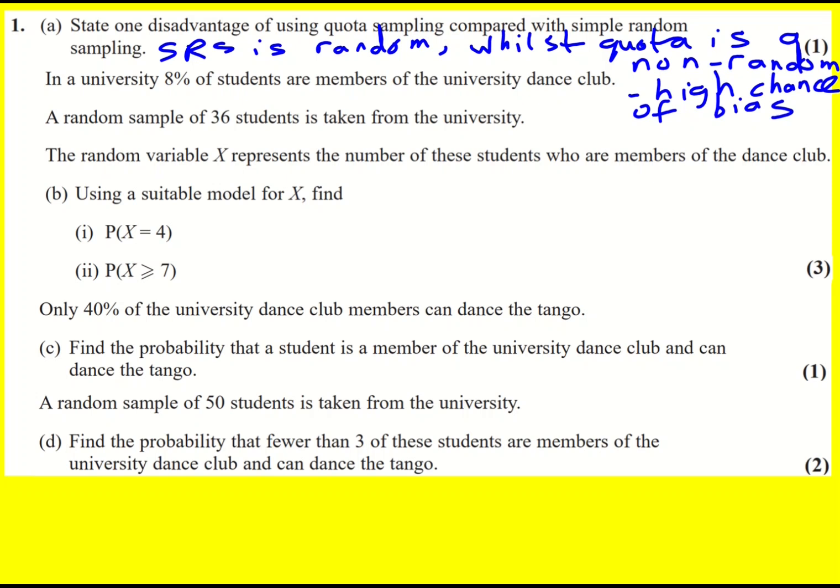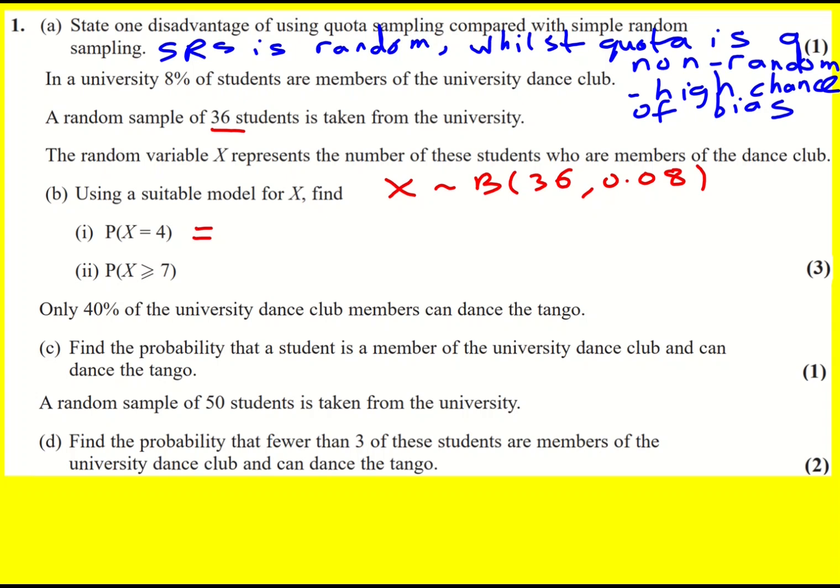Now we're told in a university, 8% of students are members of the university dance club, and a random sample of 36 students is taken from the university. X represents the number of these students who are members of the dance club. Using a suitable model for X, find these probabilities. So we have a fixed number of trials here. We are asking 36 people whether they're in the dance club or not, and they either are or they aren't. So this is going to be a binomial distribution. 36, the probability of success of being in the dance club is going to be 0.08. We are assuming a fixed probability. We are assuming that events are independent when we pick people.